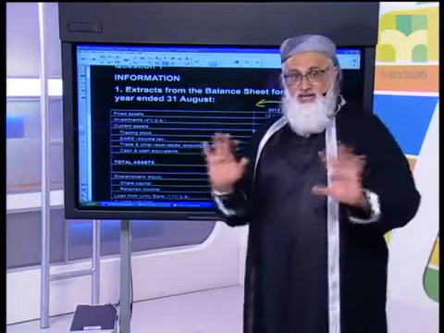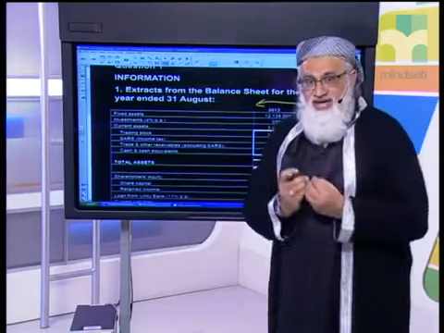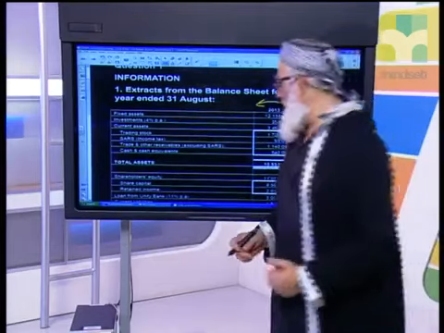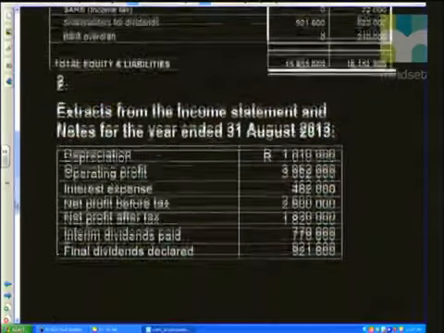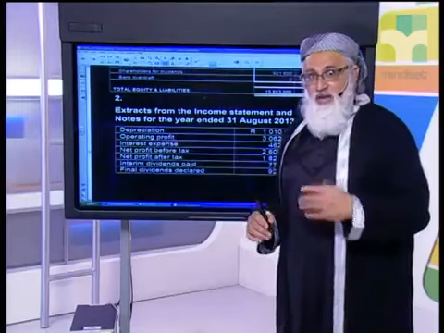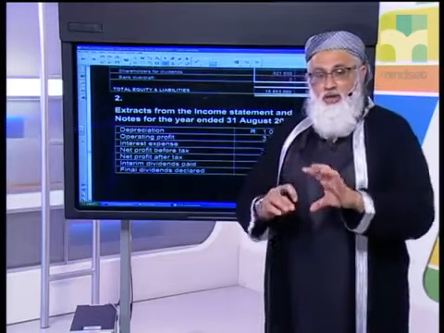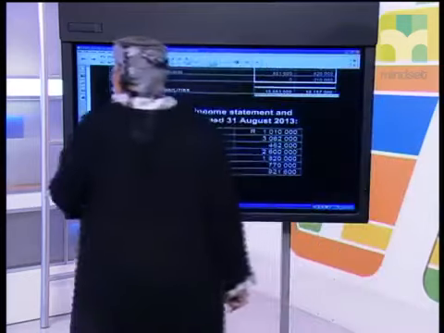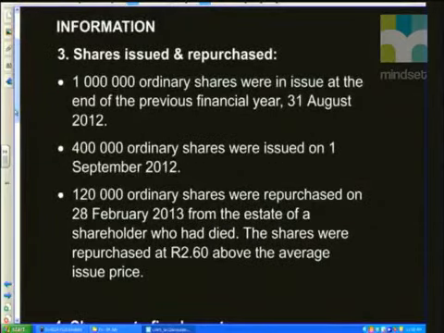Right, because remember, the balance sheets form part of my comparisons when I'm going to extract information that I require. Okay, so I'm given the extract of the balance sheets. I'm also given extracts from the income statement and notes for the current year. I'm making you aware of what the question has in it, so you know exactly how and where to look for information. Right, then you are also given information regarding shares that were issued and repurchased. Remember, this is important.